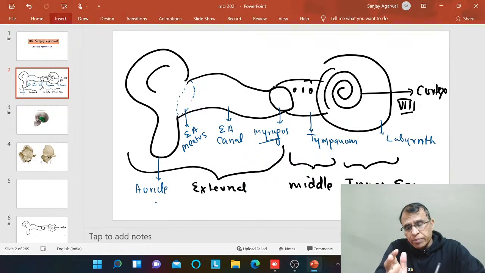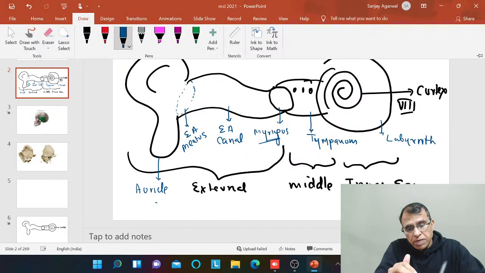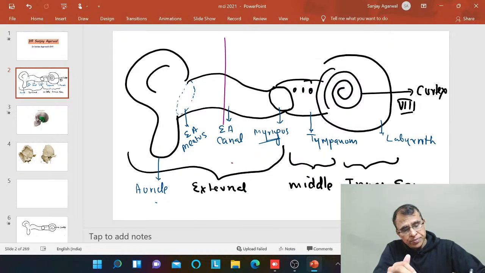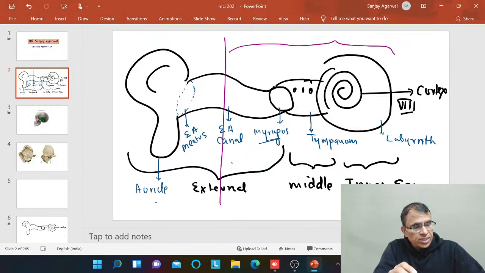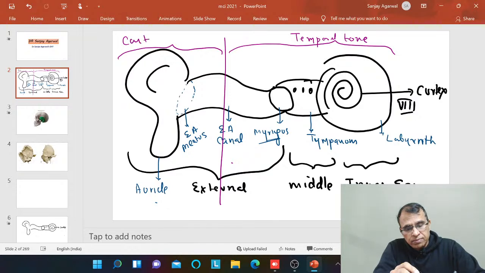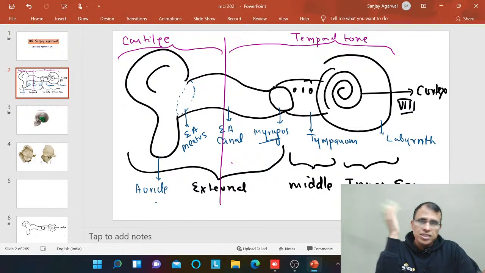Now what is this ear made up of? If I divide the ear into two parts by drawing a line here, then this inner part of the ear is inside a bone called temporal bone. And this outer part is made up of cartilage. That's why when you feel your pinna, you can make out it's cartilaginous, isn't it? Very easy.